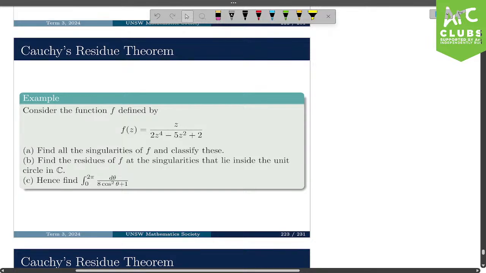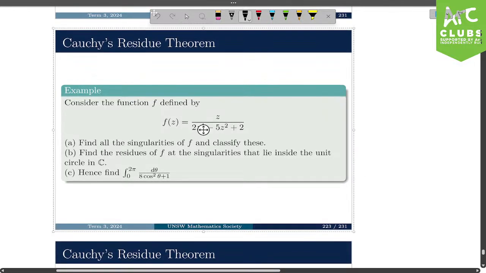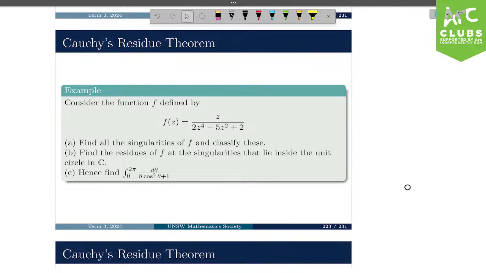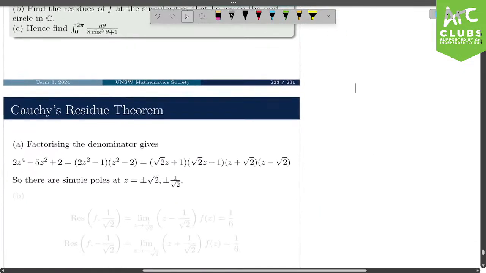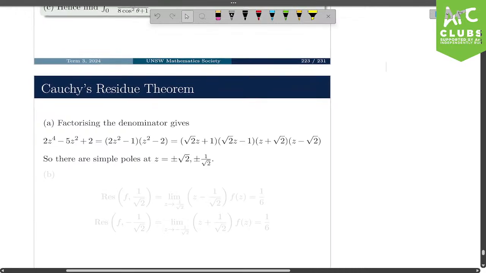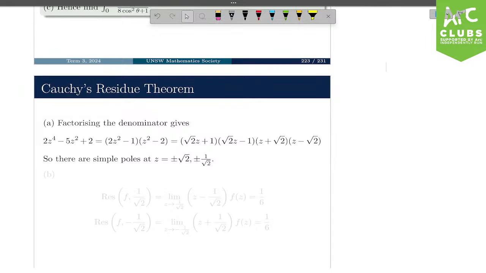Okay, so let's try one of these examples. Let's consider the function f defined by z over 2 times z to the 4 minus 5z squared plus 2. Find all the singularities of f and classify these. So let's think about this. We have to factorize the denominator. We get a product of 2 squares. Break that down further, and you end up with z being equal to plus minus root 2 and plus minus the reciprocal of root 2.